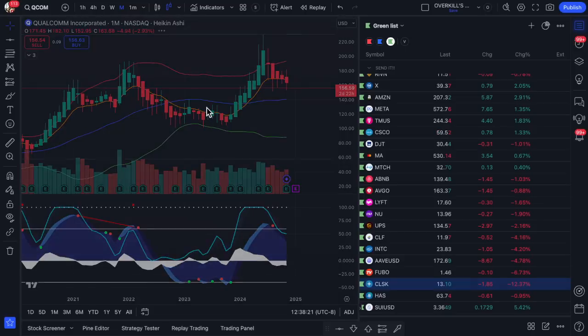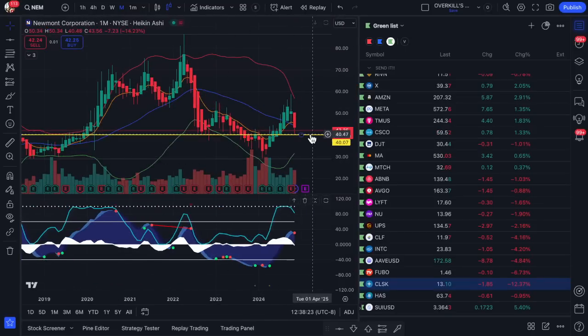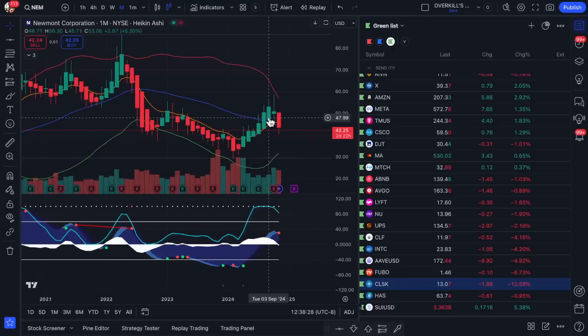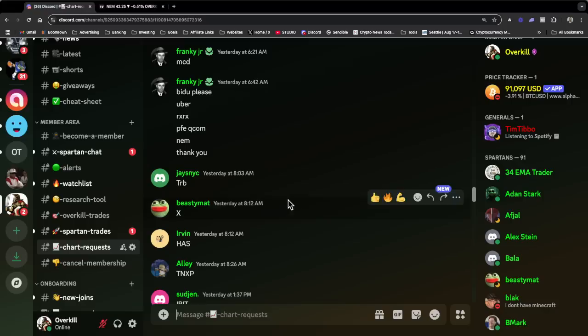NEM, Newmont Corporation. Big red candle there. Ugly. Very, very ugly. Okay? Very, very ugly. Big red candle, red dot. I'd stay away.